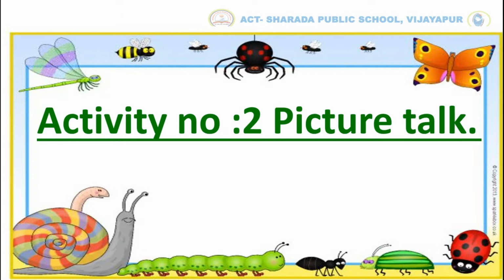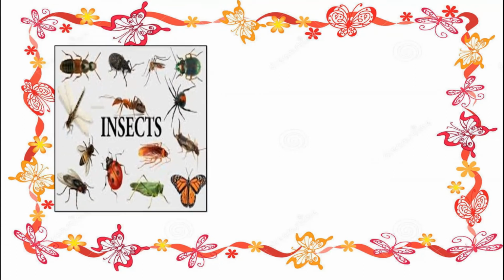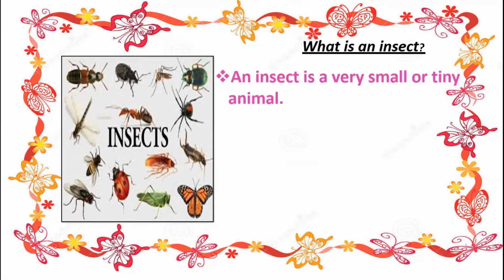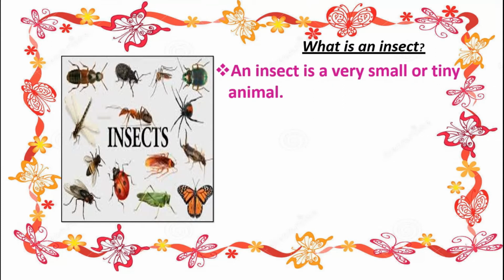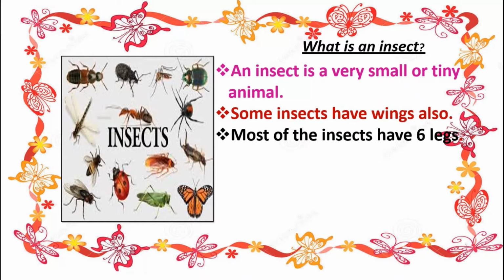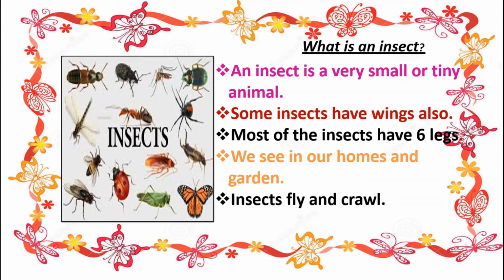Children, I will read the sentences. You have to repeat after me. What is an insect? An insect is a very small or tiny animal. Some insects have wings also. Most of the insects have 6 legs. We see them in our homes and garden. Insects fly and crawl.